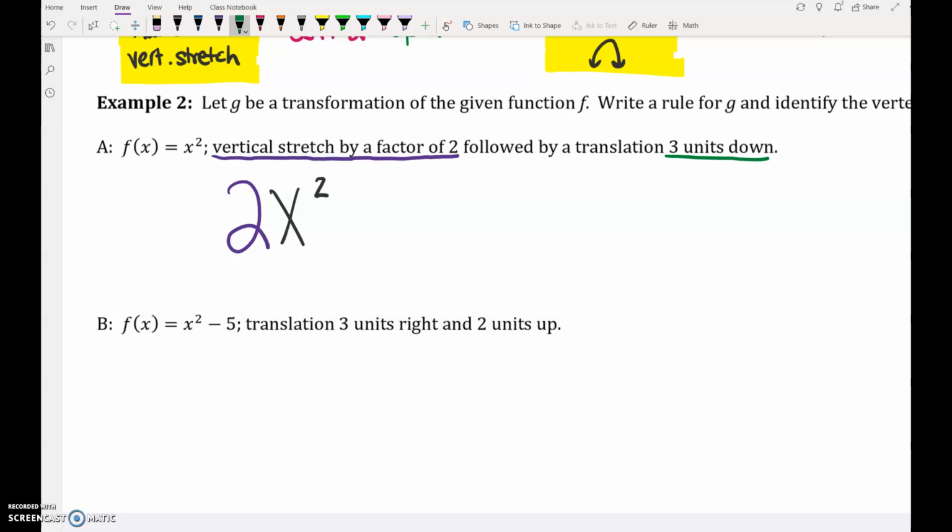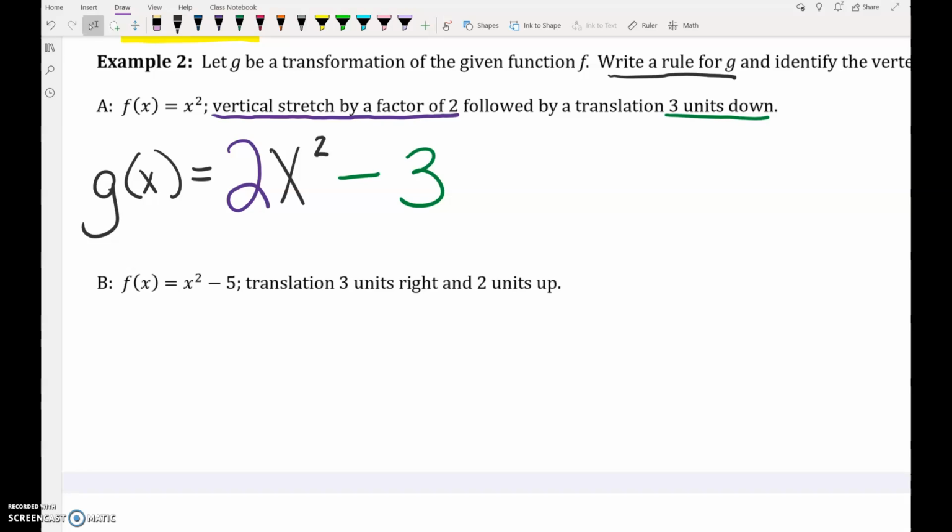Up and down, does that go inside the parentheses or outside the parentheses? Outside the parentheses, so a minus 3. To make this your final answer, you just need to put g of x in front of it. It said in the directions, write a rule g, so that just means we're naming the new one g instead of f.